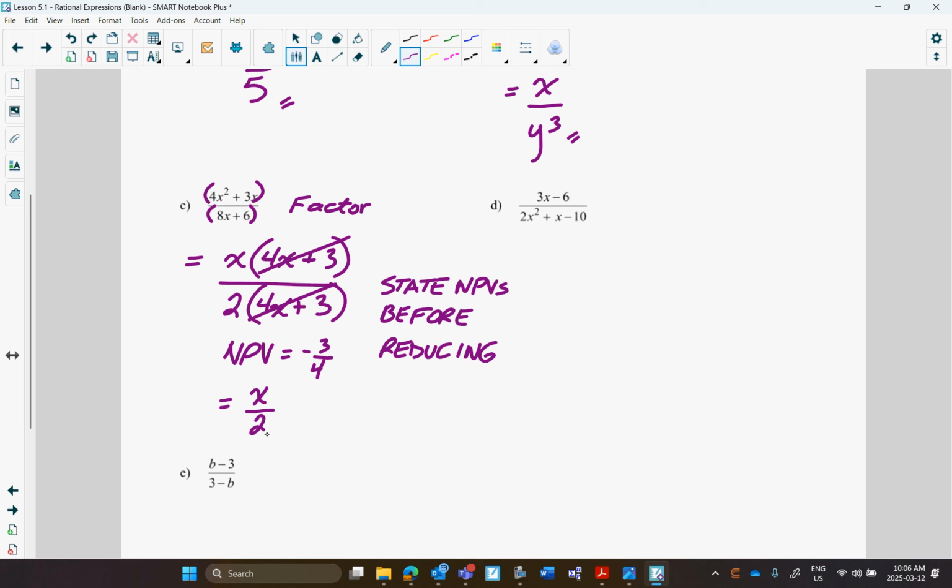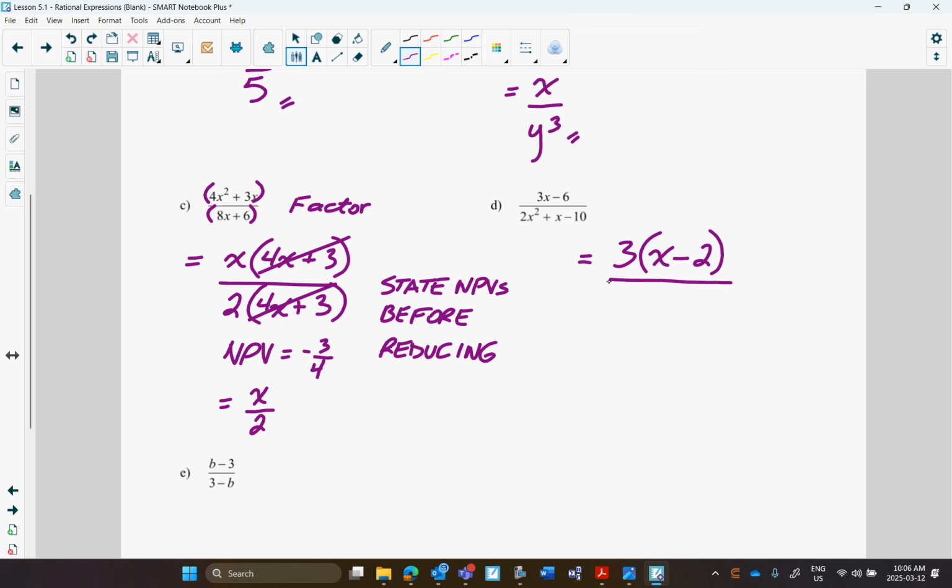The next one, you should be able to look at the top and bottom and say those can be factored. But it's different types of factoring for each. What can I do to the top? GCF, right? What does it look like when I factor? 3x minus 2.